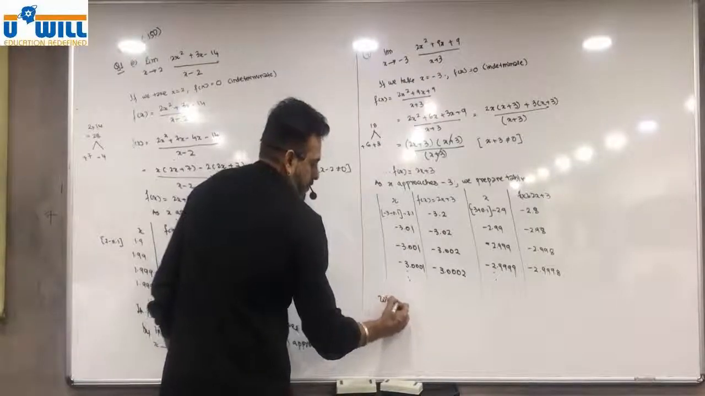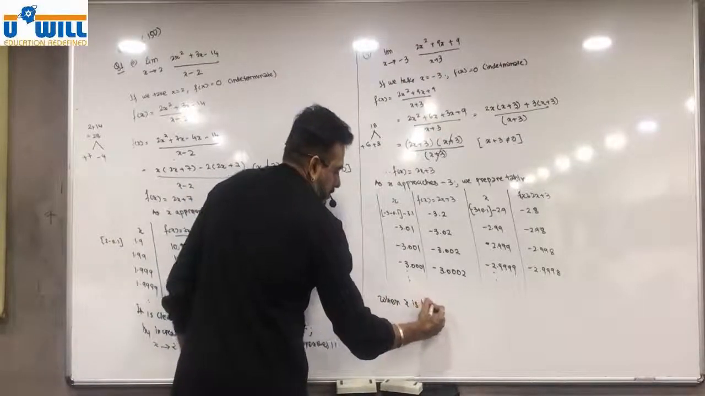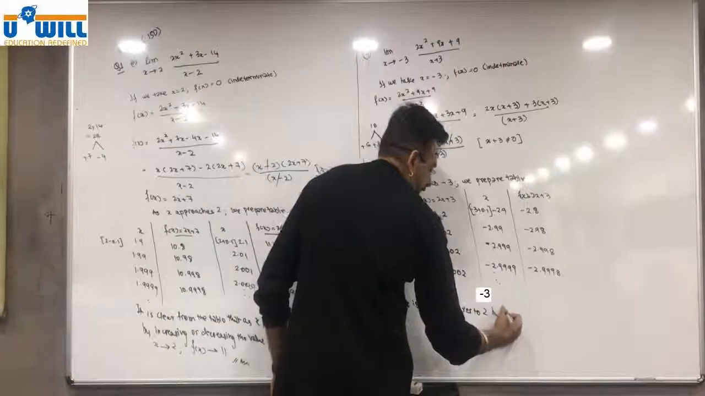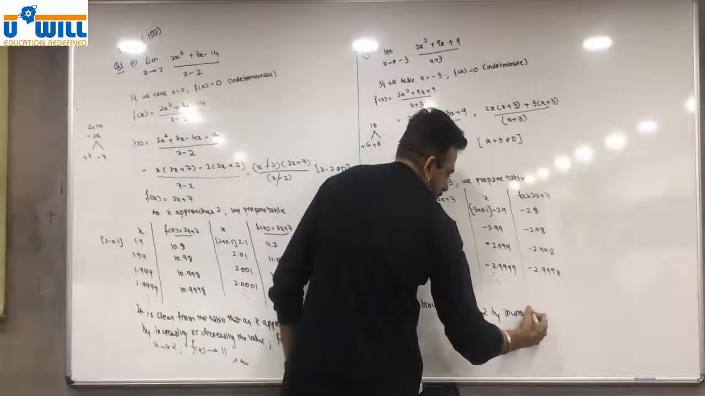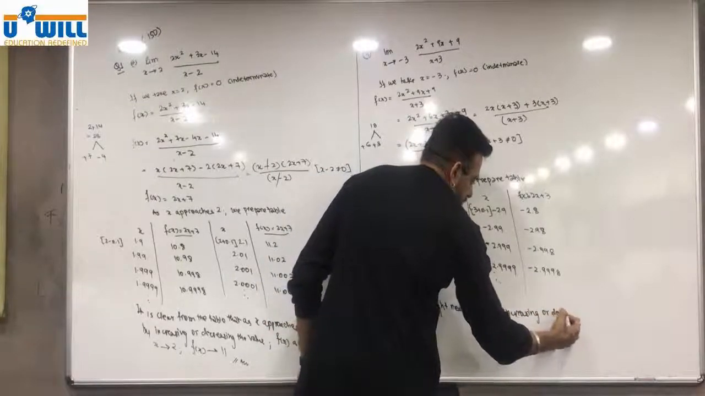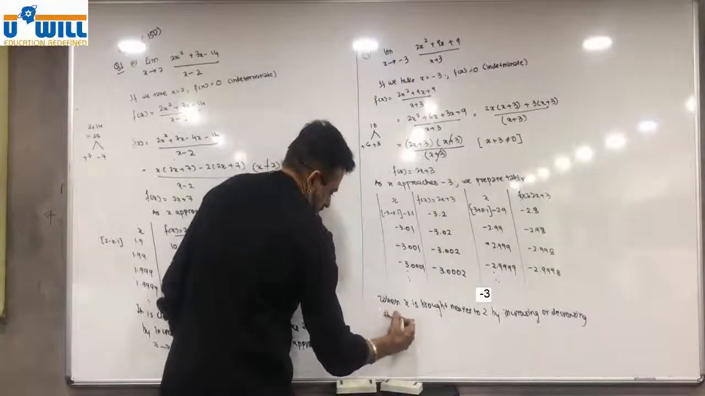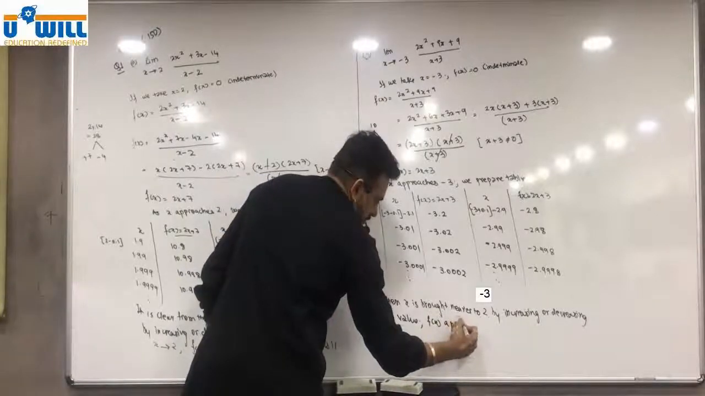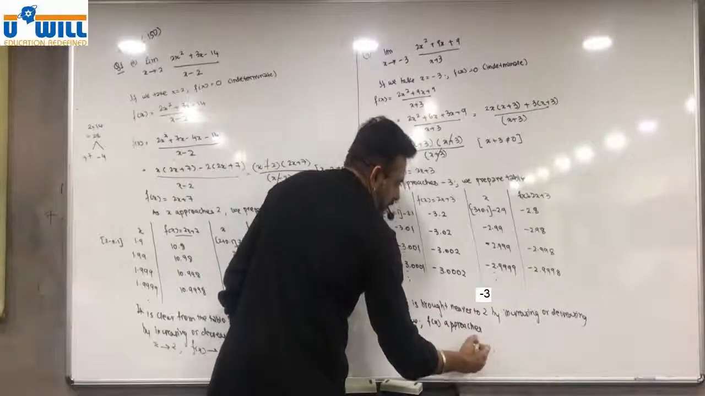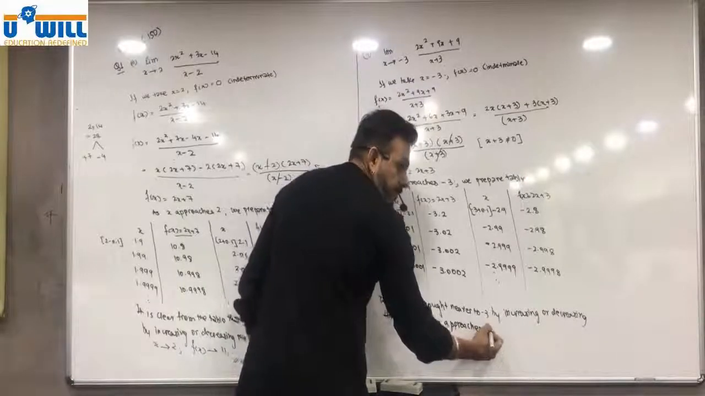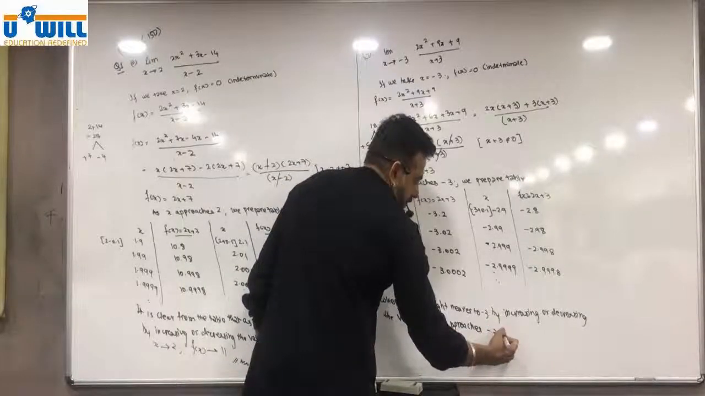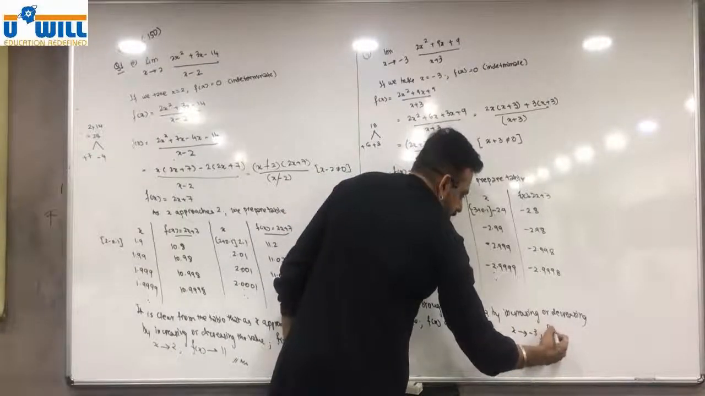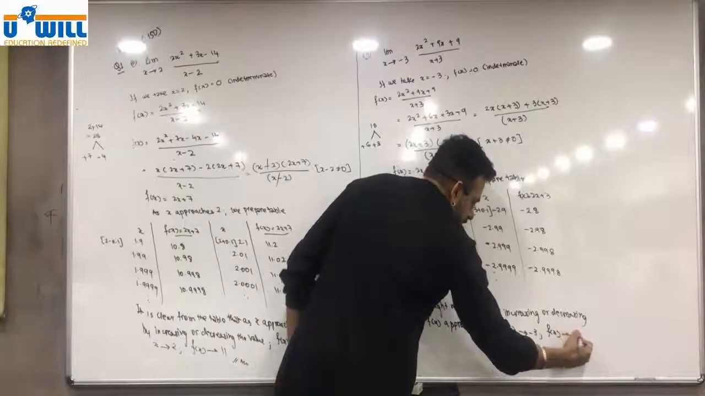When x is brought nearer to minus 3 by increasing or decreasing the value, f of x approaches what? F of x approaches minus 3. So x approaches minus 3, f of x also approaches minus 3. Answer.